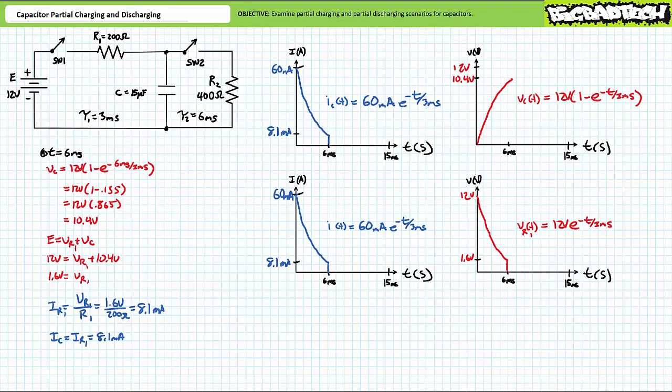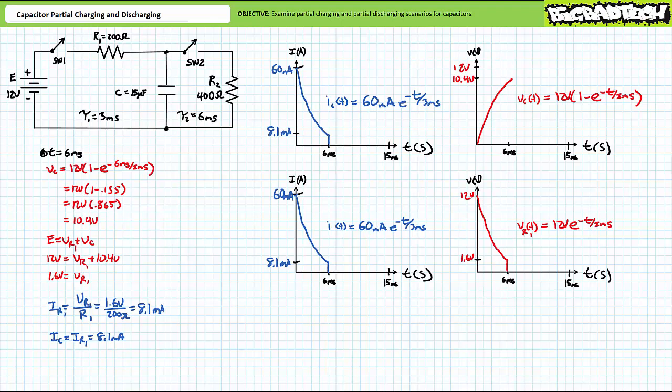In summary, at t equals 6 milliseconds, Vc equals 10.4 volts, VR1 equals 1.6 volts, and both IR1 and IC equal 8.1 milliamperes. The partial charge scenario ends here. In summary, any charge process lasting less than 5 full time constants results in a final charge state somewhere between the initial and final condition.